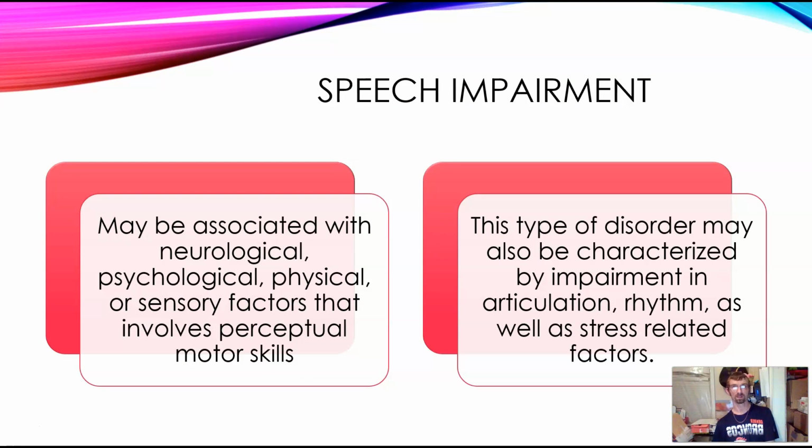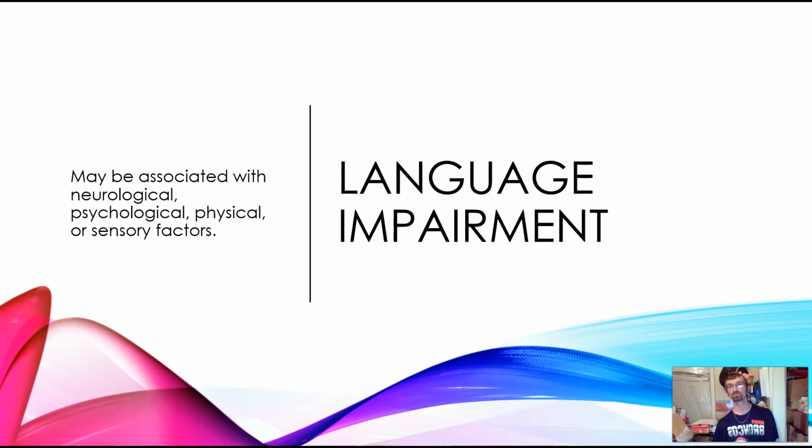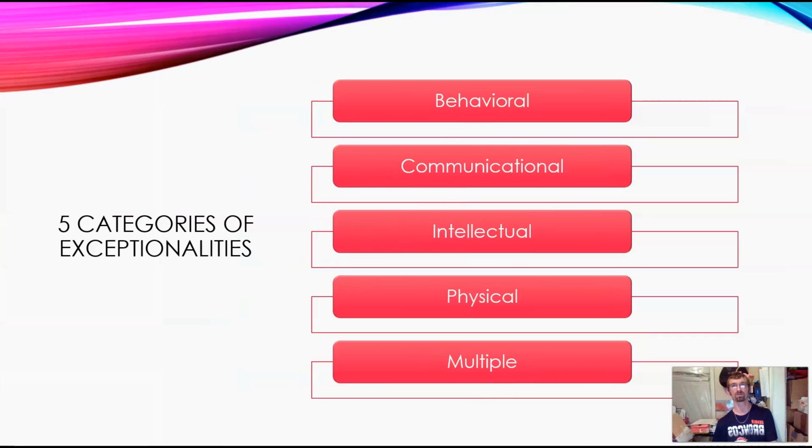Looking at speech impairment, this may be associated with the neurological, psychological, physical, or sensory factors that involve perceptual motor skills. The type of disorder characterized by impairment of articulation, rhythm, rhyme, as well as stress-related factors. When we look at language impairments, may be associated with neurological, psychological, physical, or sensory factors as well.